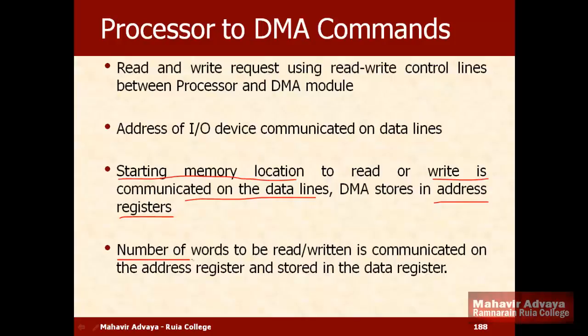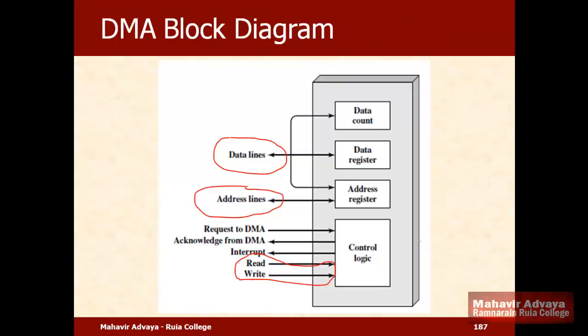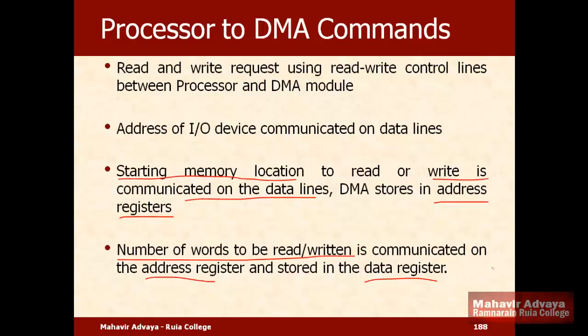How much data is to be read? The number of words to be read and written is again communicated on the address register and the data register. So here we can see the address and data register. These are the registers that store the count and the data address of the data. So this is how the DMA works for data transfer without intervention of the processor.